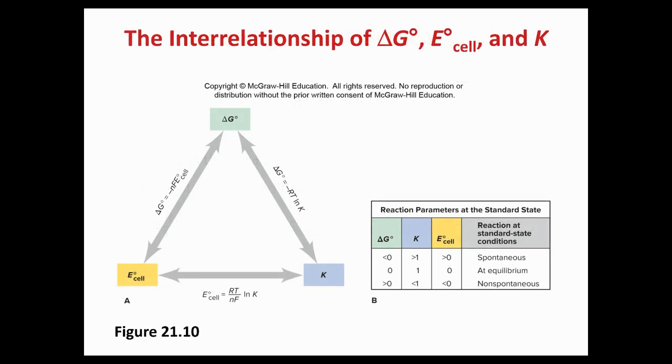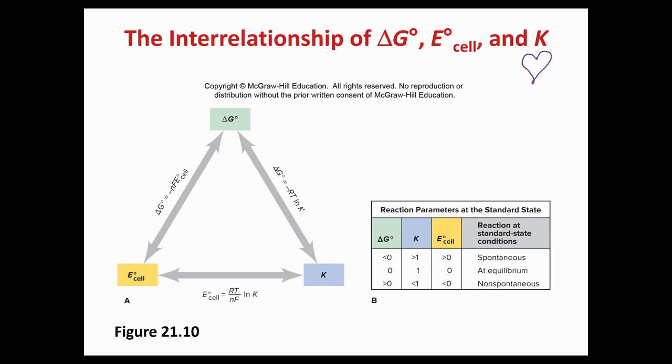Here are some important relationships. I'm going to put a big heart by this slide, which means for sure you're going to have questions regarding this slide on your test. We're going to put together some of the ideas that we've had in different chapters. We just came up with the equation delta G naught is negative NF E naught of cell. So you have a relationship there. And from our previous chapter, delta G naught equals negative RT ln K. These for sure you should know, correct?